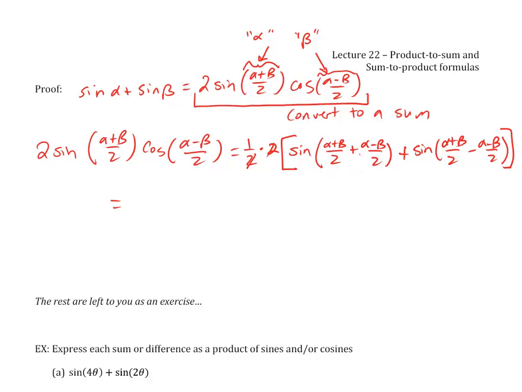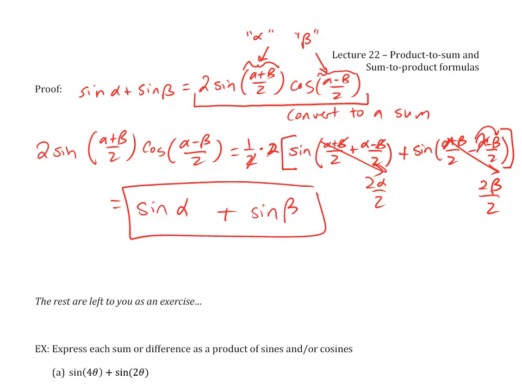Now if you add these two things up, the betas cancel, and you're left with 2 alpha over 2, which is just sine of alpha. Plus, now if you distribute this minus sign, the alphas cancel, and you're left with beta plus beta, which gives me 2 beta over 2, which is, of course, sine of beta. And there's the plus sign in between, which is exactly what you're trying to prove. Voila, you end up with sine of alpha plus sine of beta.